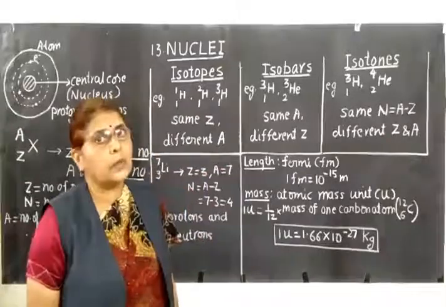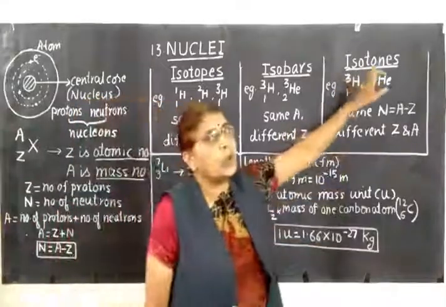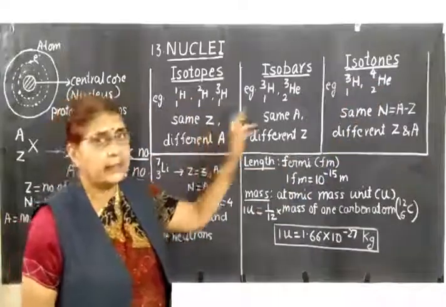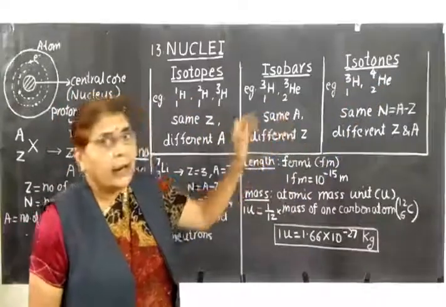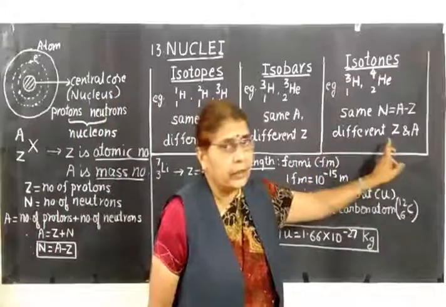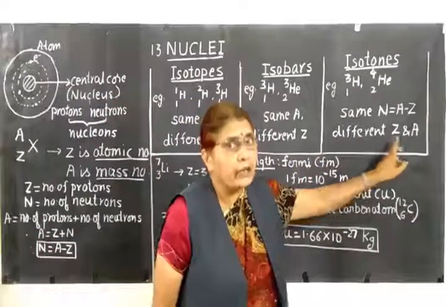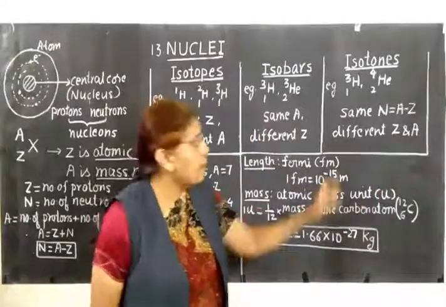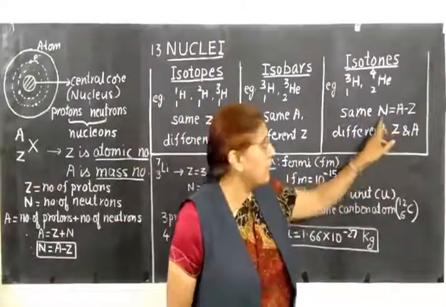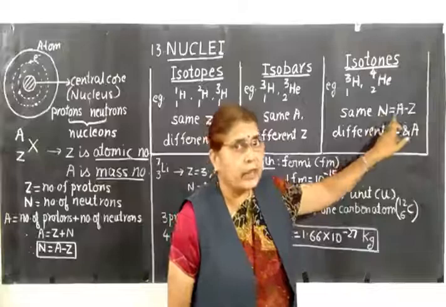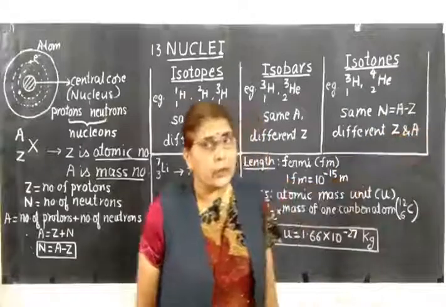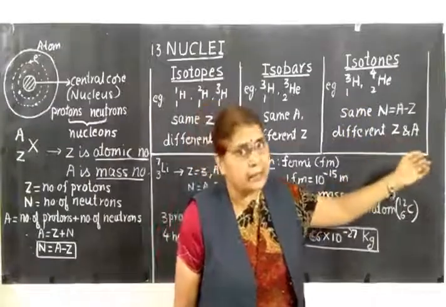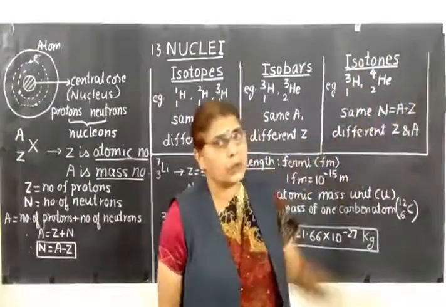Now let us go to the third one, that is isotones. So here this is same Z, this is same A, but here both are different. They are having different atomic number and different mass number. Then what is same for this? Number of neutrons is the same, and N is equals to A minus Z. So the nuclei with same number of neutrons but different atomic and mass numbers are called as isotones.